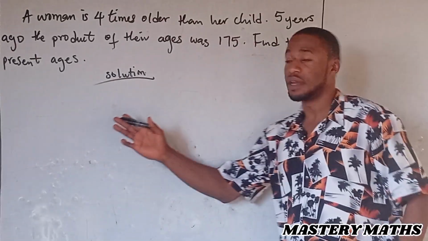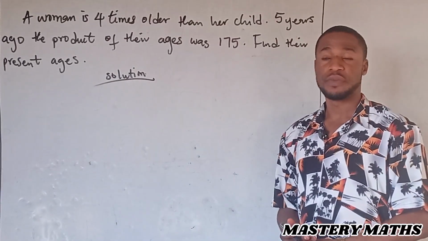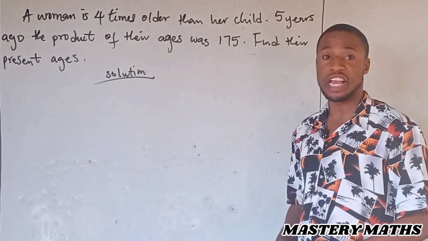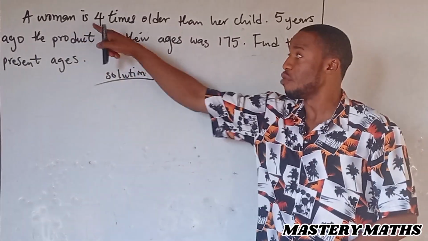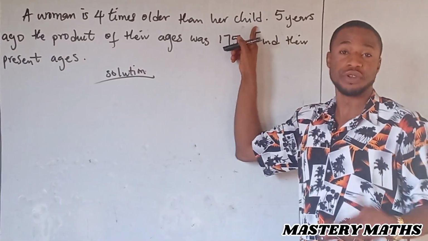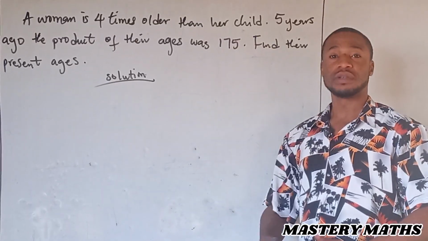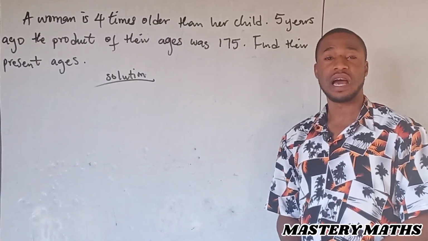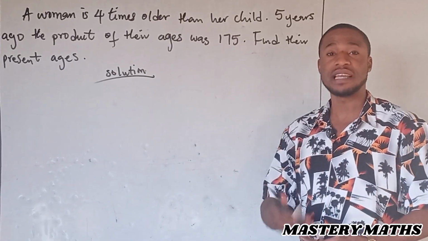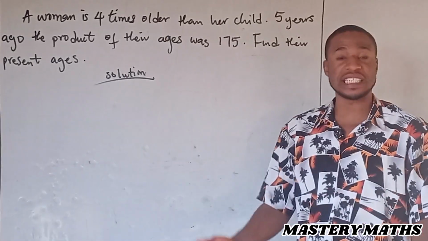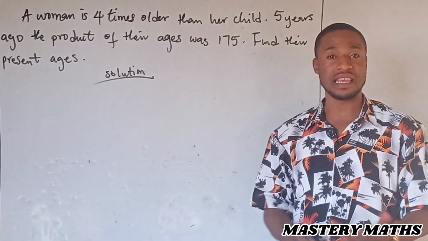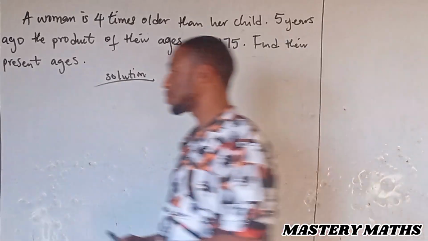Since the age is not being presented, we'll use a variable to represent the child's age. A woman is 4 times older than her child. How old is the child? We don't know the age of the child. Now, to get the age of the child, we use a variable, any alphabet, to represent the age of the child. So we say, let the child's age be X years, or Y years, or Z years. So now let's use X.